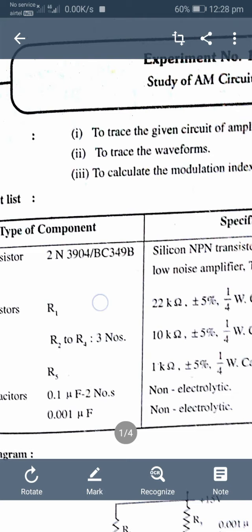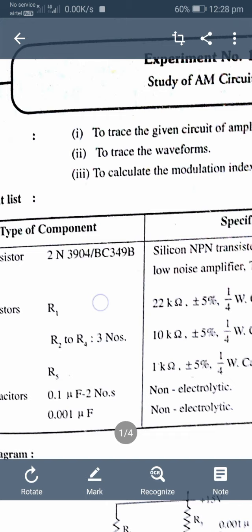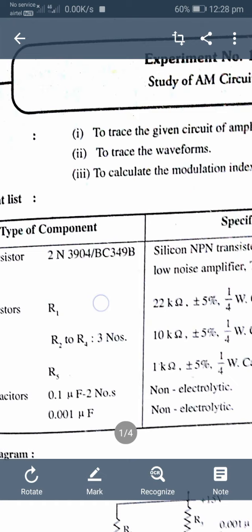The component list required for this experiment is a transistor 2N3904 or BC349B. The specification of the transistor is silicon NPN transistor, low current, low noise amplifier, TO-92 package.